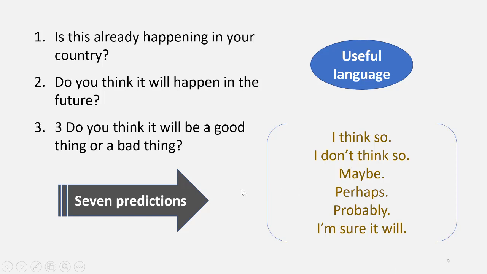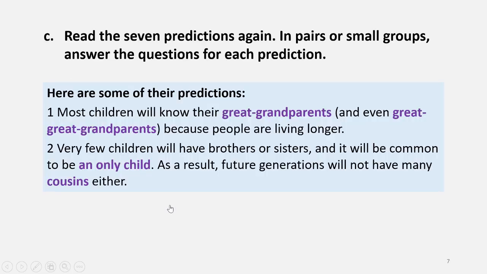Okay. Now we will look back again at the 7 predictions. First, most children will know their great-grandparents and even great-great-grandparents because people are living longer. So for question number 1, it is already happening in some countries. Yeah, it is right.